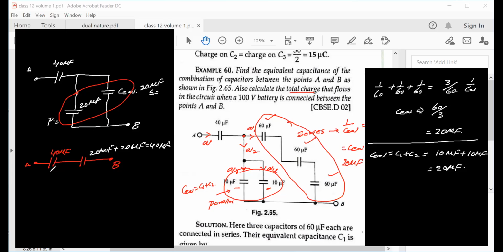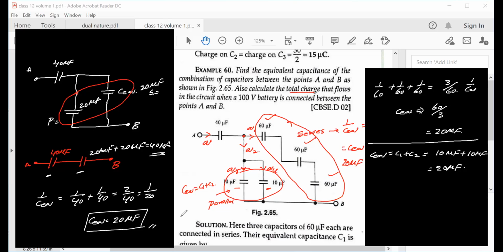Now I got the two capacitors here. After solving, we get 40 microfarad for this capacitor, and already we have 40 microfarad. These two are in series connection. When you solve it, 1 by C equivalent is equal to 1 by 40 plus 1 by 40, which is equal to 2 by 40, which is 1 by 20. So C equivalent is equal to 20 microfarad. Like this, you have to check and solve. It won't take much time, so you have to practice. This is your C equivalent now.